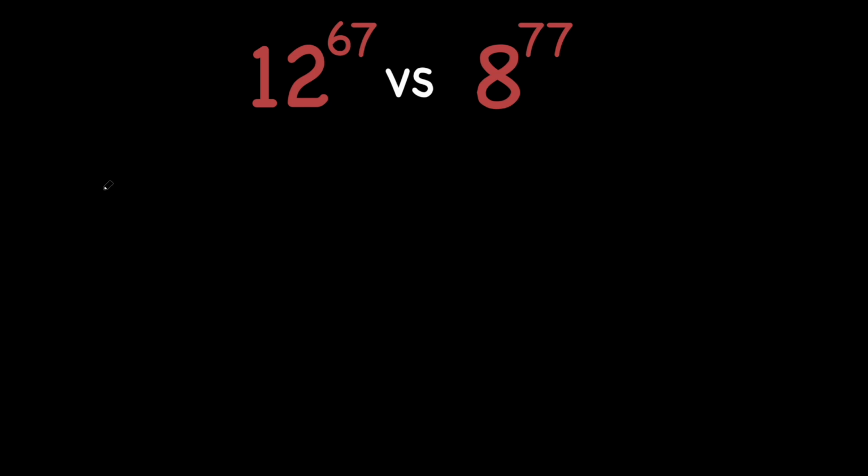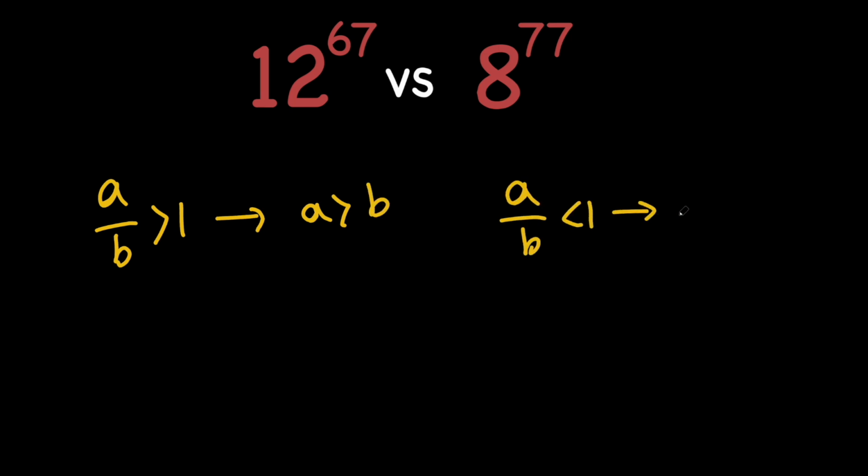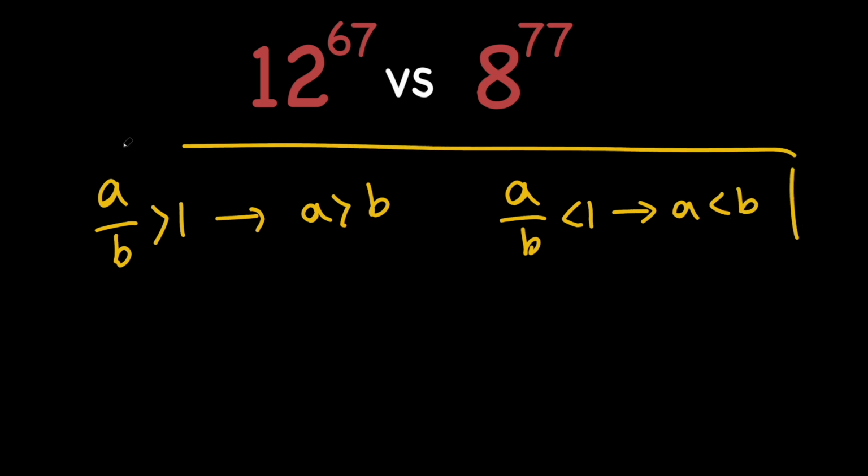So let's say we want to compare A with B. In that case, we need to compare A over B with 1. If this ratio is greater than 1, that means that A is greater than B, and if the ratio is less than 1, that means that A is less than B. So that's what we want to do in this video.